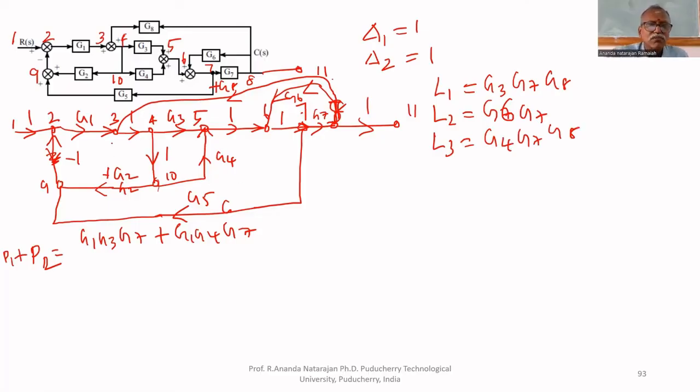What is this? 3, 4, 10, 5, 6, 7, 8, then come to 3. So that is a closed loop: G4, G7, G8. One more feedback path here: G1, G2, L4. L4 equal to G1, G2. That is minus. Why? Because minus 1 is there. That's why minus.